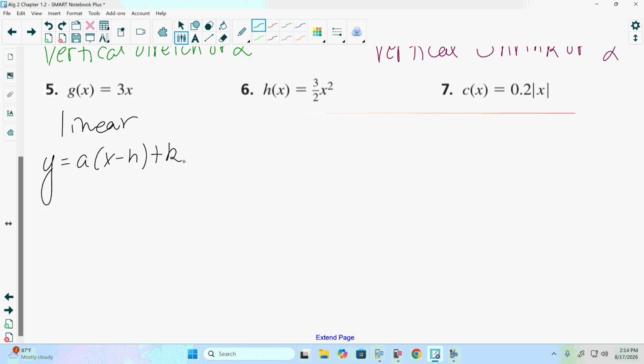Do we have movement up, down, left, right? Do we have a value in place of a? Is it negative? No, so there is no reflection. So that means we either have vertical stretch or vertical shrink. Yes, it would be vertical stretch of 3. Going higher and up. Steeper.